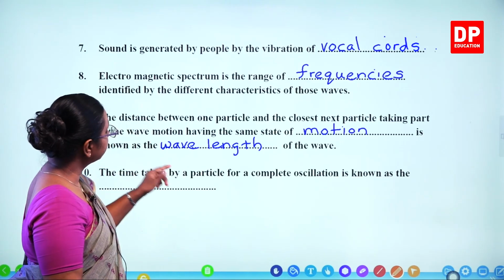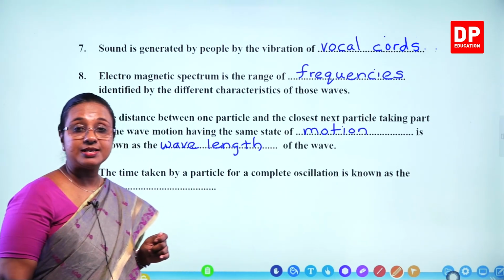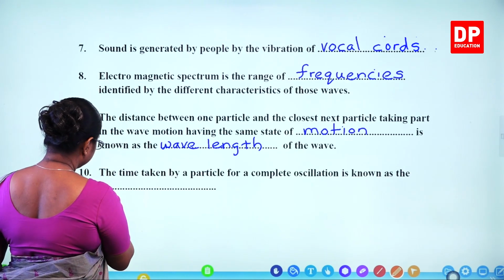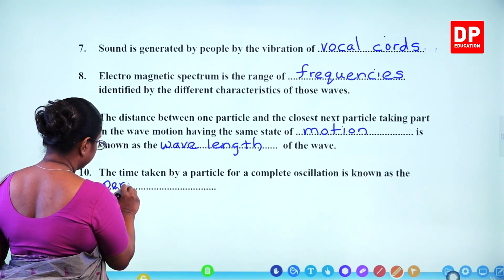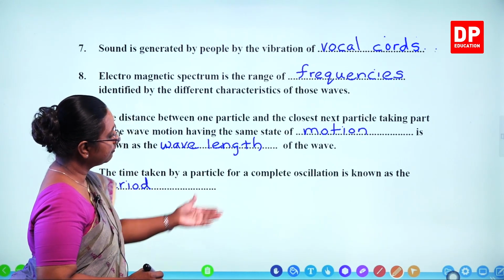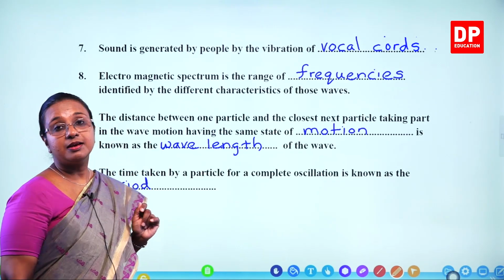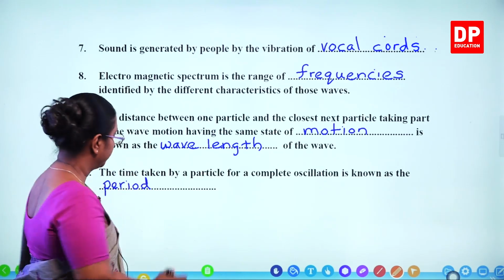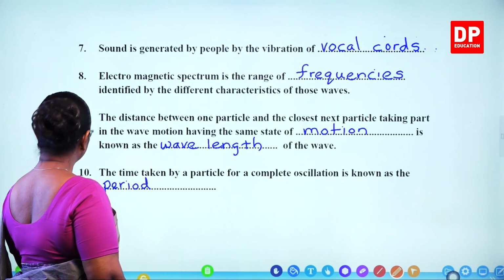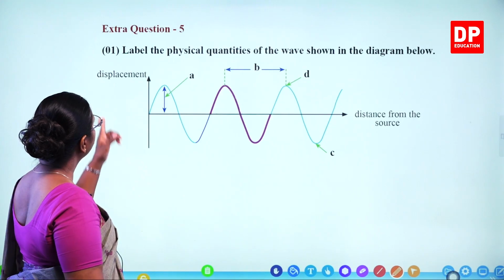The time taken by a particle for a complete oscillation is known as the period of that wave. So with that we have finished these questions. The next one, extra question 5.